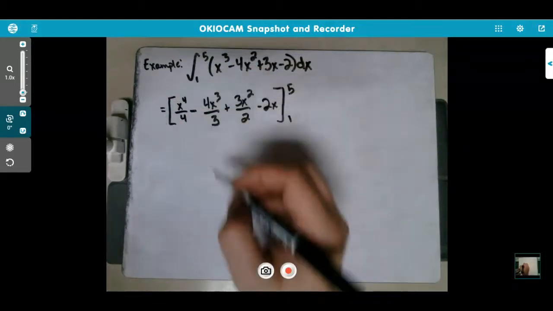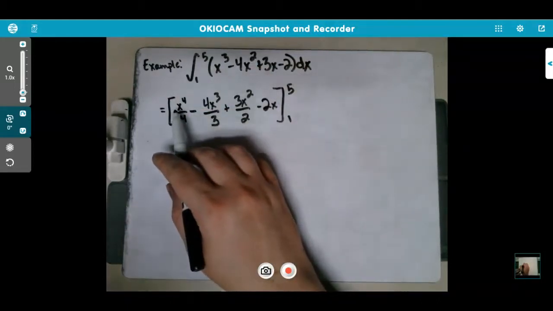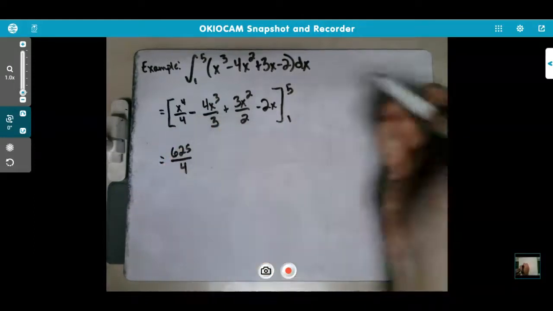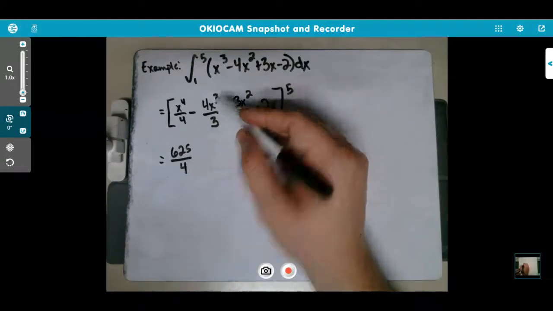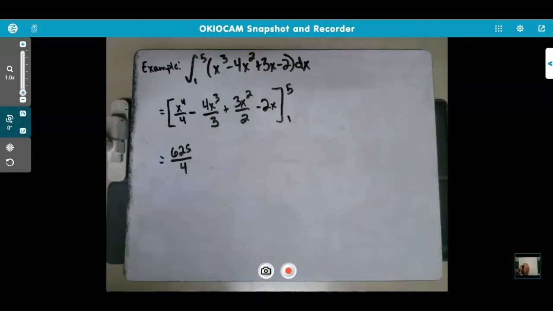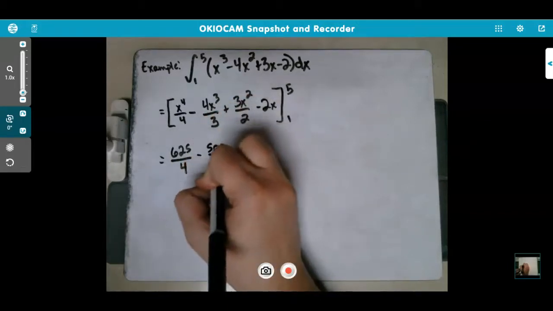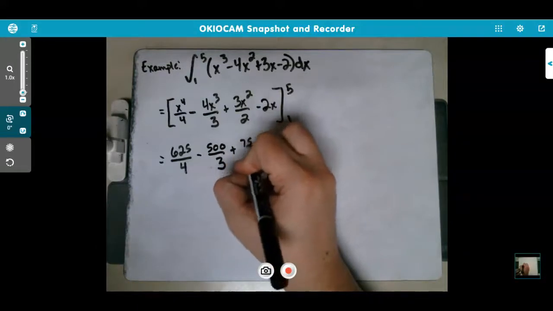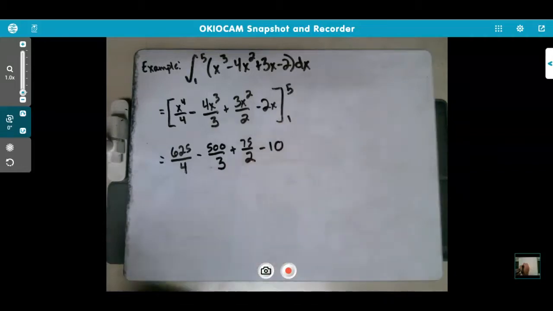So first, again, a 5. 5 to the 4th, that would be 5 times 5 times 5 times 5, which is 625 over 4. 5 to the 3rd is 125. 125 times 4 is 500. 500 over 3. Plug in a 5 right here. 5 squared is 25. Times 3 is 75. So 75 over 2. Plug in a 5. 5 times 2 is 10.